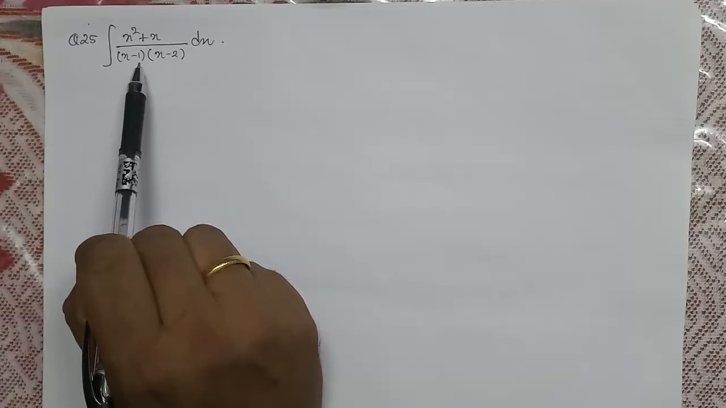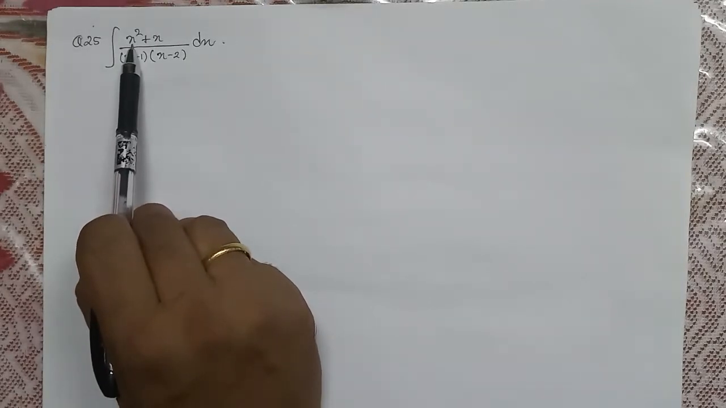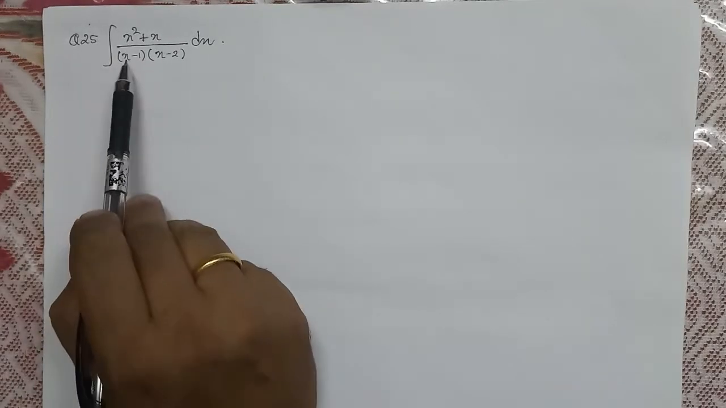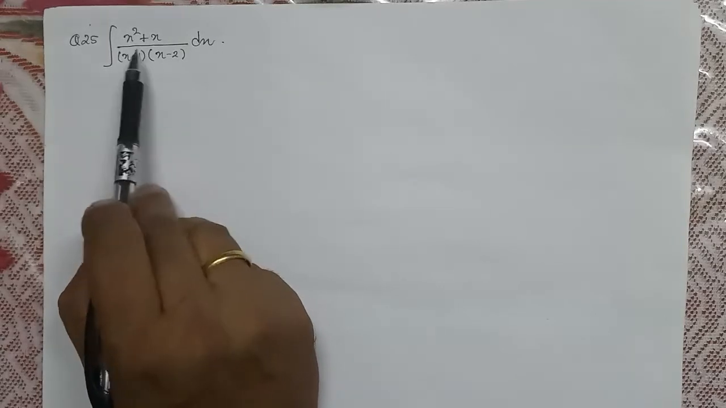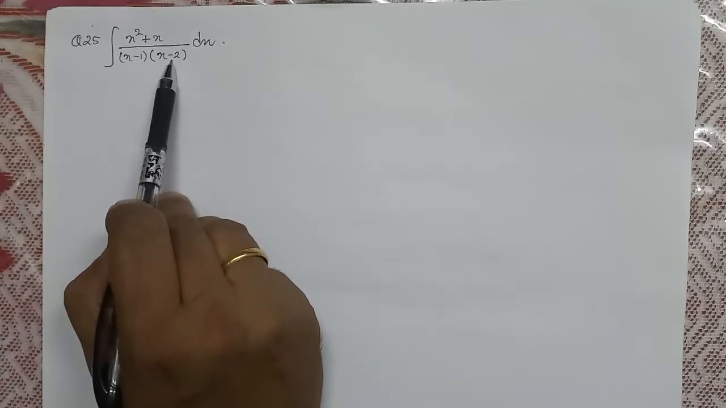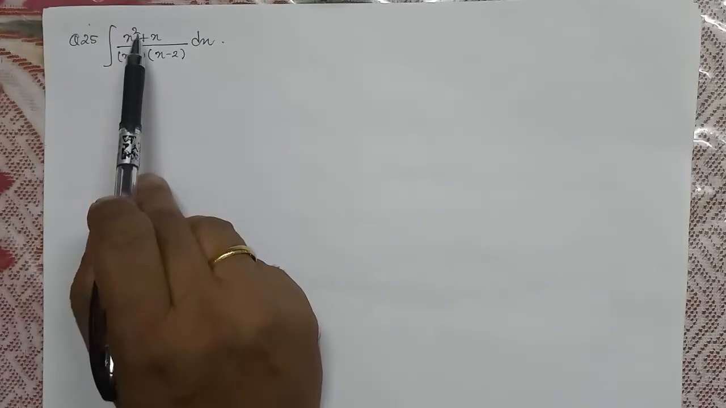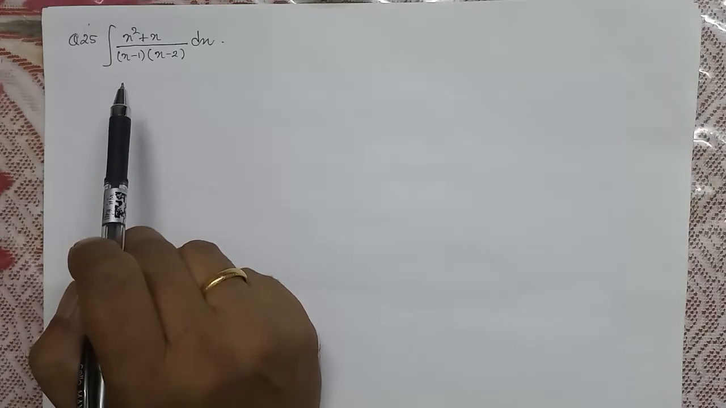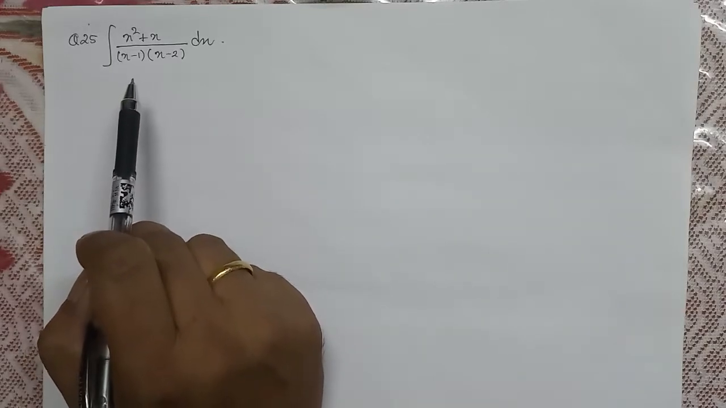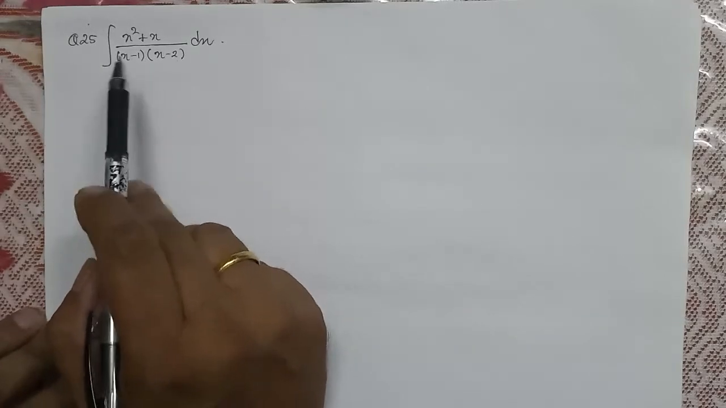We cannot use partial fraction directly in this question. The higher index of the numerator is x square, and if you multiply the denominator, what will you get? X square, a quadratic equation. Suppose the higher index of the numerator and the higher index of the denominator are the same, we cannot use partial fraction directly. So how to apply partial fraction in such a question? You have to divide first.